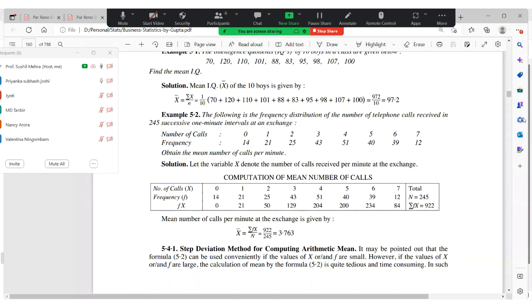Got it? Yes, sir. Now, this is the variable, this is the frequency. Variable we always say by x, right? So this is x and frequency is f. Multiply f into x. 0 into 14, 0. 1 into 21, 21. 2 into 25, 50. 3 into 43, 129. So on like this. Got it? If we add the frequencies, the sum of frequency is 245. So the value of capital N is 245, right?